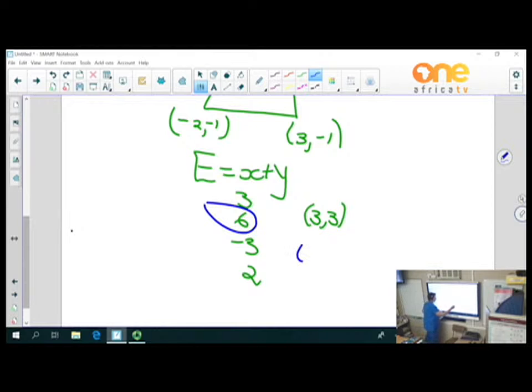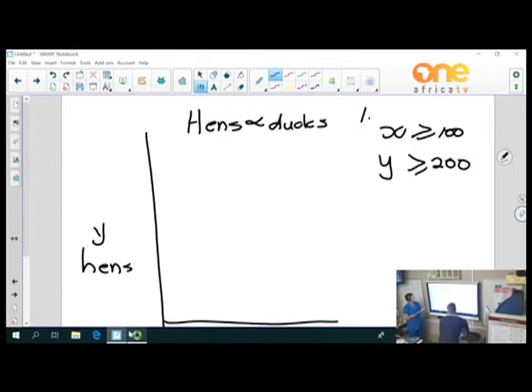So negative 2, negative 1 is giving us the least value. Okay, so now we're going to do this on graph paper. So what we're going to do is we set an equation, draw the lines, shade, read off the maximum and minimums. That's the 4 steps that we're going to do now here.